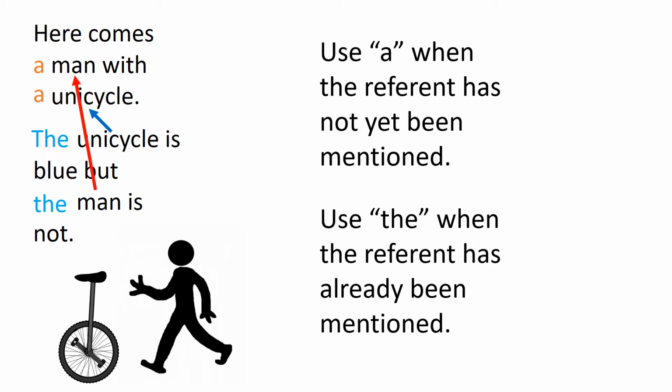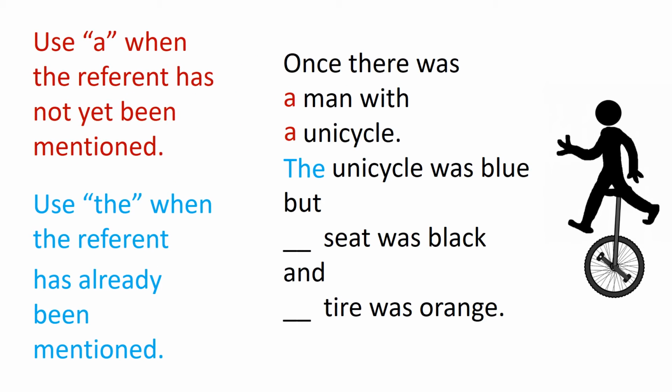Let's see if these observations hold up as we gather more data. Once again, we'll consider a sequence of two sentences with words missing from the second. We see that the first sentence follows our current rules by using "a" to modify "man" and "unicycle," since these are the first mentions of each. In the second sentence, we see "unicycle" is preceded by "the." This is also in accordance with our rules because "unicycle" was already mentioned in the first sentence. What then should come before "seat," "a" or "the"? Since "seat" has not been mentioned yet, our rules say that we should use "a." The same goes for "tire."